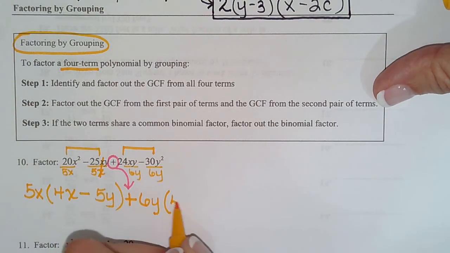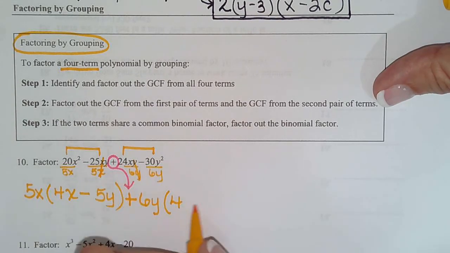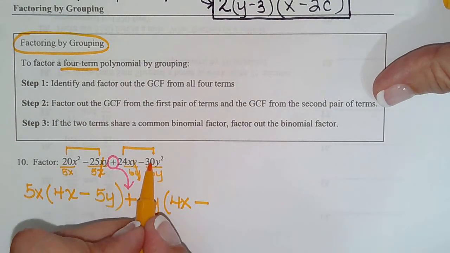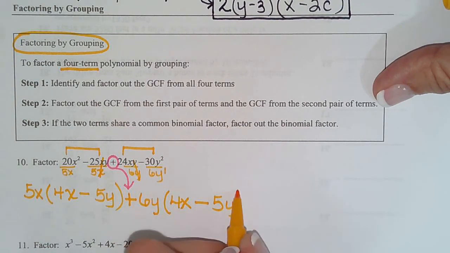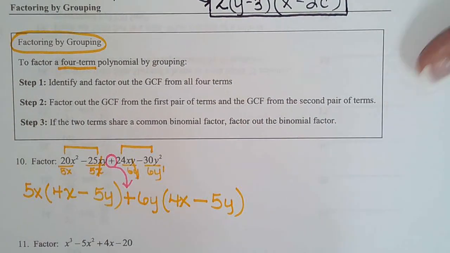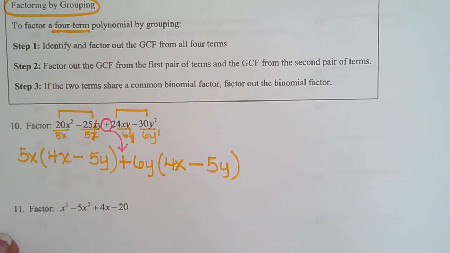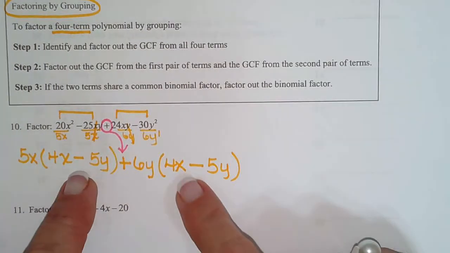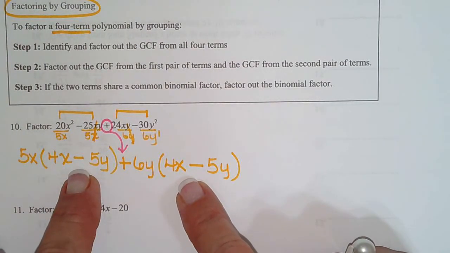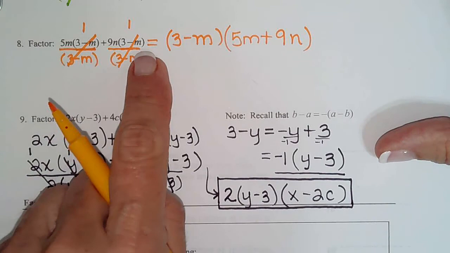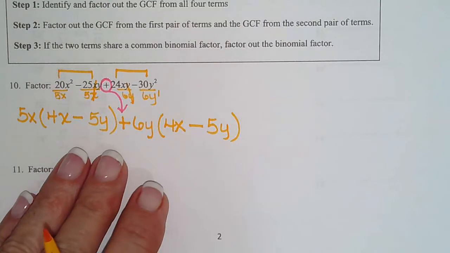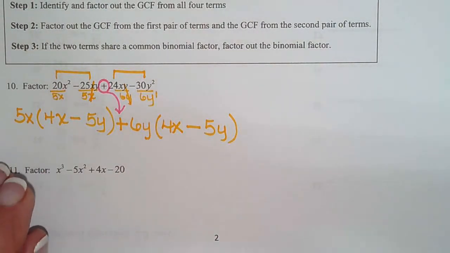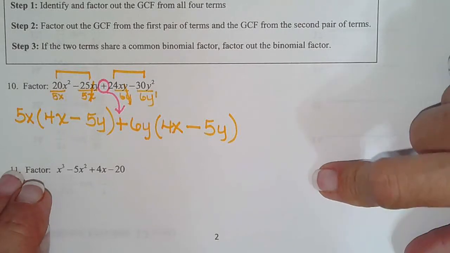24 divided by 6 is 4. The y's cancel, but I still have the x. Minus 30 divided by 6 is 5. 2 minus 1 is y to the first. And this is why I love this method. It's probably my favorite because there's a check right in the middle of it. If these don't match, you've done the problem wrong. Because our last step is to take out a common binomial. So if there's not a matching binomial, that means you made a mistake. It could mean the terms are in the wrong order, but usually it means you made a mistake.